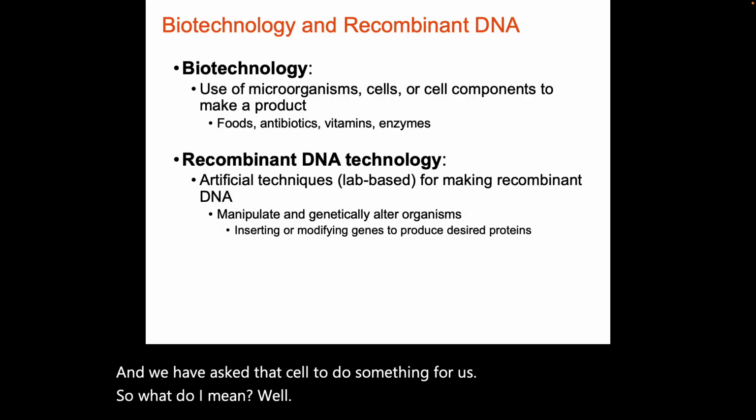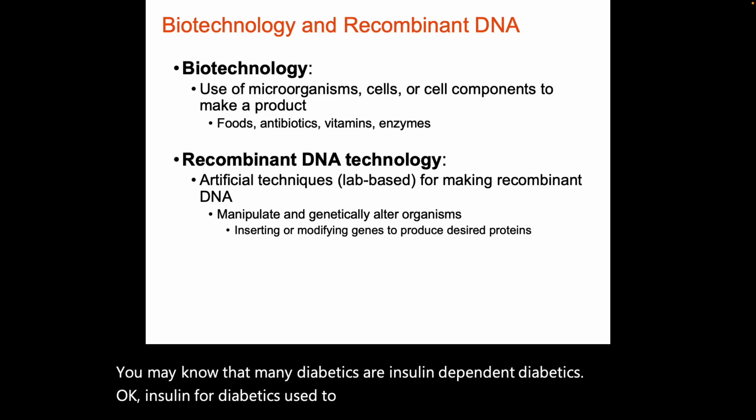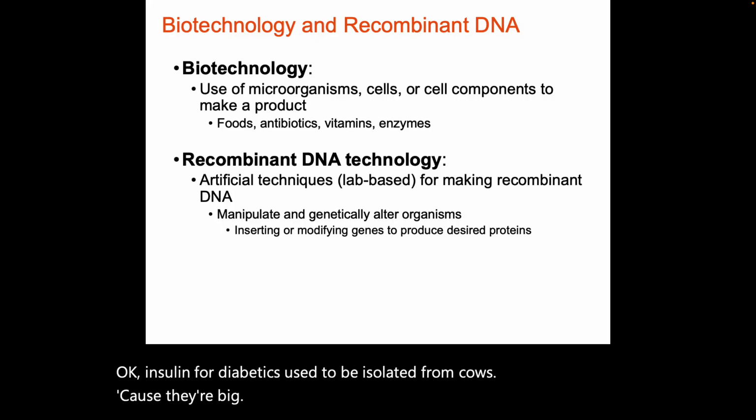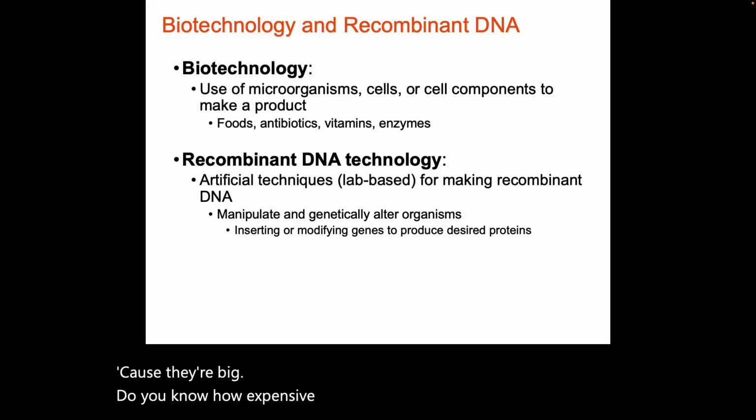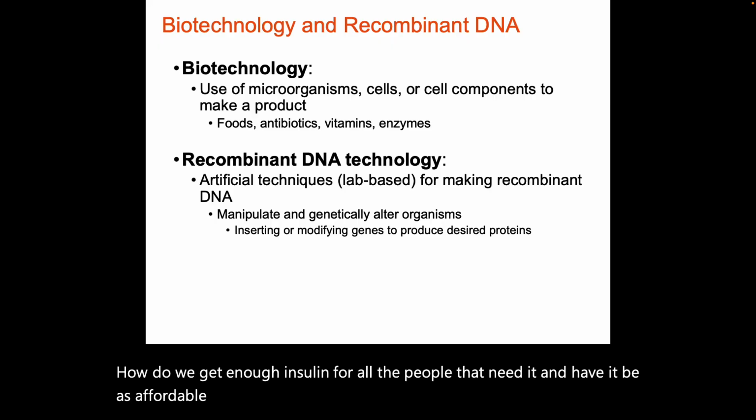you may know that many diabetics are insulin-dependent diabetics. Okay, insulin for diabetics used to be isolated from cows because they're big. Do you know how expensive it is to isolate and purify insulin from cows? Very, very expensive. How do we get enough insulin for all the people that need it and have it be as affordable as possible? Not counting the US healthcare system.